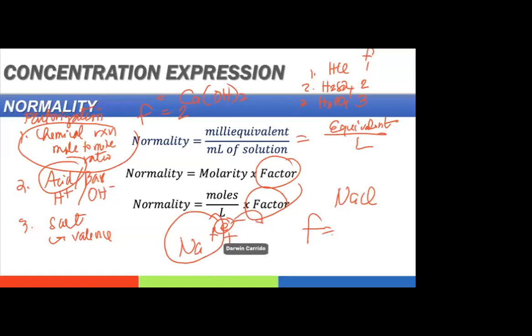Yung chloride, anong group siya? Group number 7. 1, 2, 3, 4, 5, 6, 7. So, to satisfy octet rule, ilang electron ang kaya niyang i-accept? Isa. Kaya pag nag-accept yan ng electron from sodium, ilan yung electron na sineshare nila? Isa lang. So, therefore, the factor is 1. Gets?